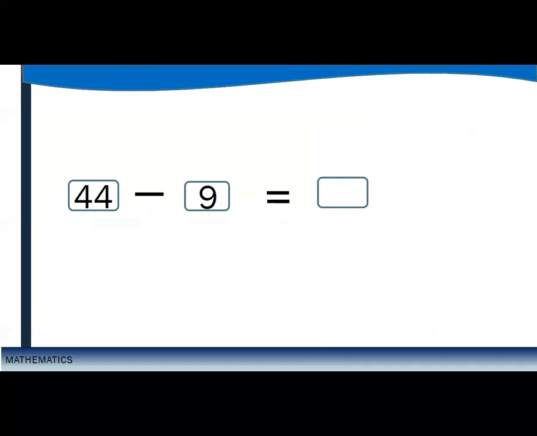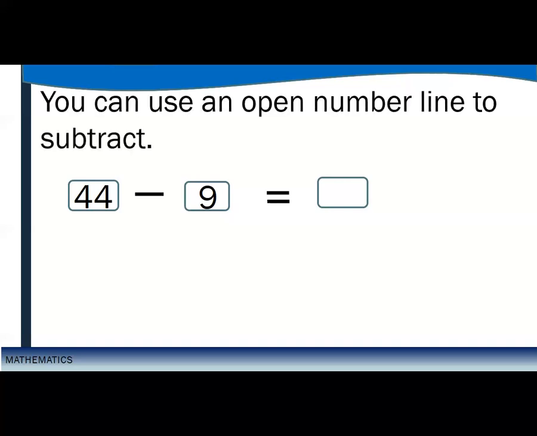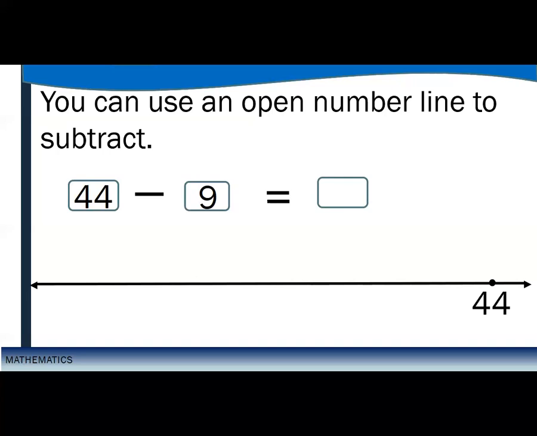This time we will use a number line to help us subtract. But first, you draw an open number line. So let's get that in. So there we have our open number line. And why do we call it an open number line, boys and girls? There are no numbers on it as yet. And so we will be putting in our numbers. So the next thing that you do after drawing your open number line is to mark and label the point 44. And 44 must be placed at the far right on the number line.